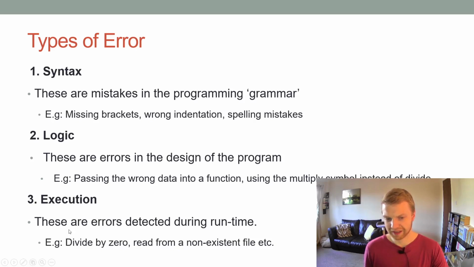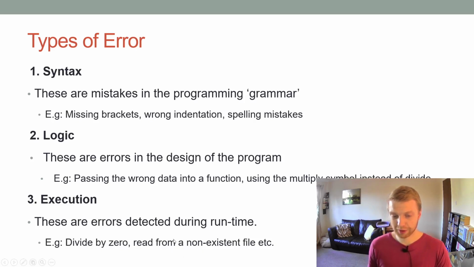But these are things that happen when everything's spelled 100% correct. You've written almost the perfect program, but then there's something that it just can't do. So I said divide by 0 here, so say you have to divide numbers in a file, but one of the numbers in the file is a 0, then that's going to be an execution error. It gets to that 0, it doesn't know how to divide by 0.